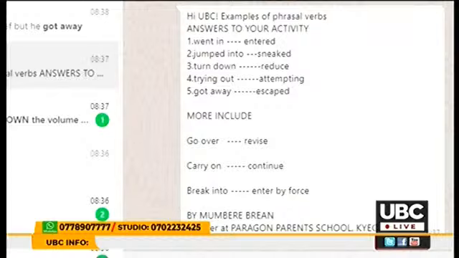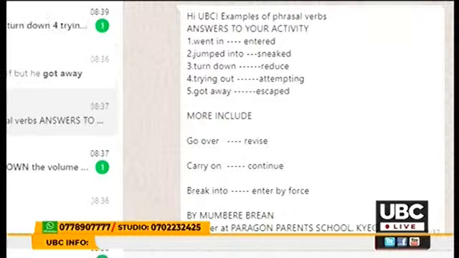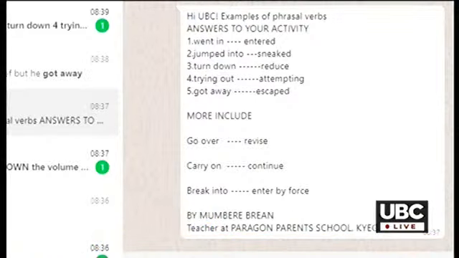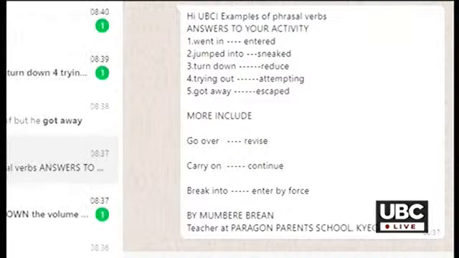Wow! Someone has come in with examples of phrasal verbs. Wow! We have went in, jumped into, turned out, trying out, got away. I'm happy that actually you have, should I call it, described the phrasal verbs. Thank you so much. You've gone further ahead. Wow, this is really wonderful.